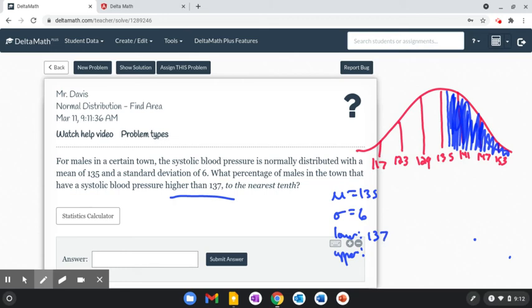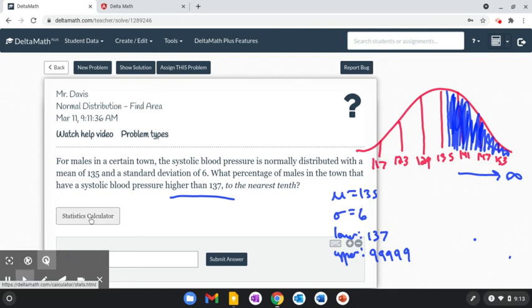For the upper bound, this technically goes all the way to infinity. So what we're going to do is just type a bunch of 9s. Just type like 5 9s should be fine. Basically just a really, really big number, and that is fine. It works for infinity. That's how we can type it into our calculator. So if we're asked for a greater than or higher than, our upper is going to be 99999. If we're asked for a less than or a lower, then our lower bound is going to be negative 9999.